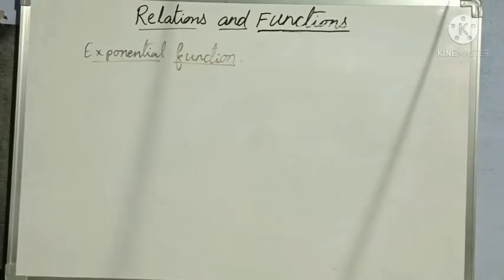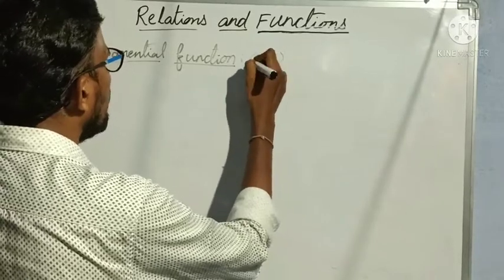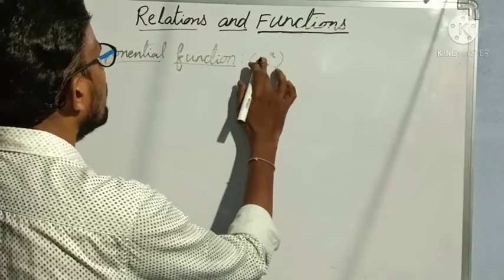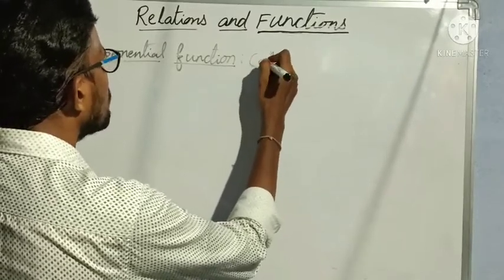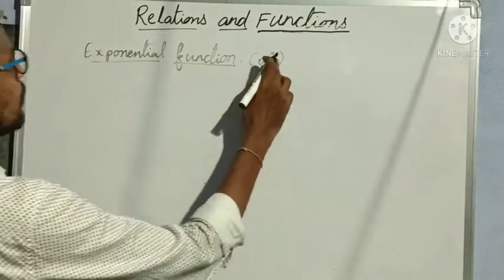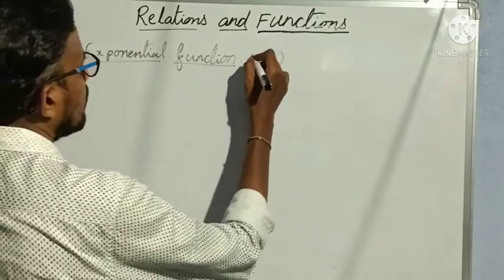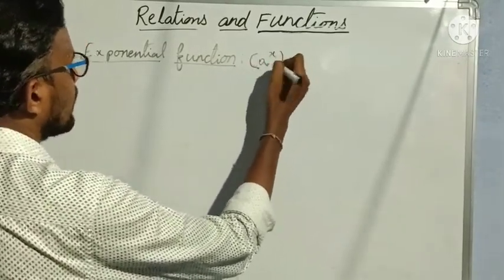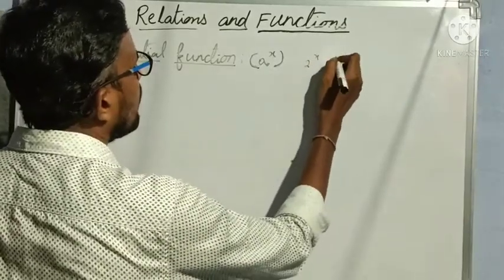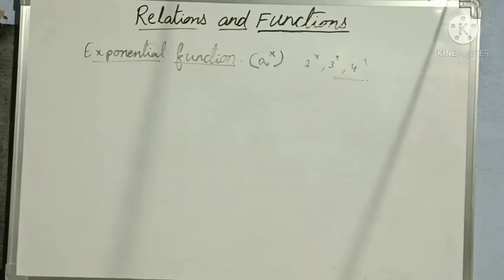Exponential function. So what is an exponential function? Every function of the form a power x. Don't take e power x. E power x, in the sense e is a constant there. But here a power x means a is a numerical constant, but e is not a numerical constant, but we have to take a power x only. Understood? Exponential function means of the form a power x, where a may be any constant. You can take 2 power x, 3 power x, 4 power x, anything power x. That is exponential function. Understood?